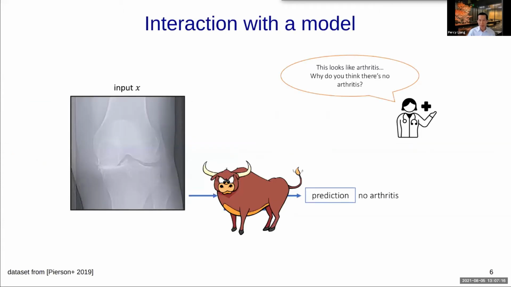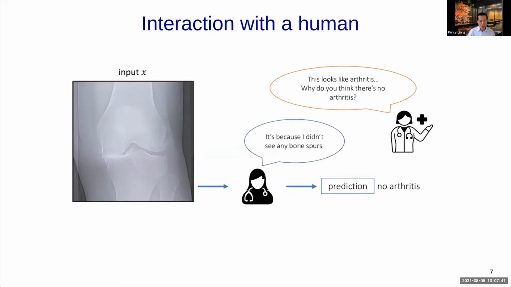Let's go back to our example of predicting arthritis severity. Suppose the model predicts no arthritis. If the doctor wants to ask why, in other words, interact with the model, well, the model doesn't talk. Maybe you could try to read its brainwaves, which is akin to probing or other work on interpretability. But it's not clear that this post hoc interpretability actually produces meaningful answers. But if you had a human, they can offer an explanation. The human might say, oh, I didn't see any bone spurs. That's why I think there's no arthritis.